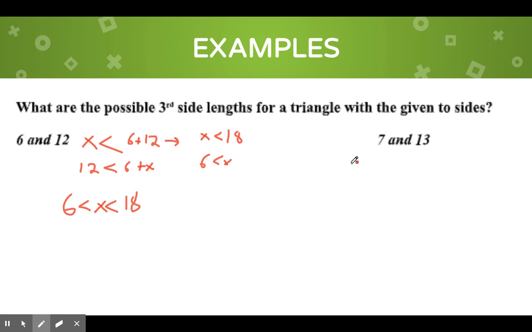Here, same thing. Start with x. X has to be less than 7 plus 13. And with the larger number, which is 13, 13 has to be less than 7 plus x. And this becomes x must be less than 20, and x must be bigger than, subtract 7, is 6. So that means x has to be bigger than 6, but x has to be less than 20.